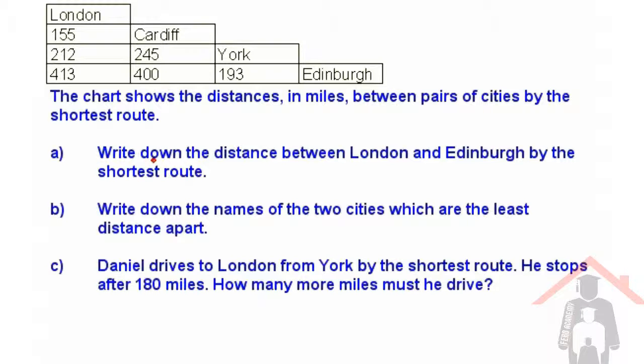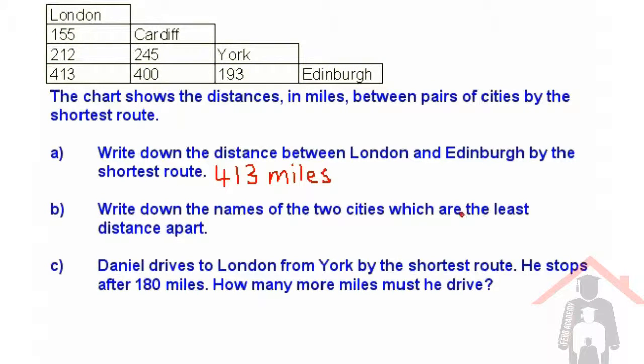We're asked to write down the distance between London and Edinburgh by the shortest route. To start, we look up London in the table. Then we look up Edinburgh in the table. Where they cross is the shortest distance between those two cities. So the first answer is 413 miles.